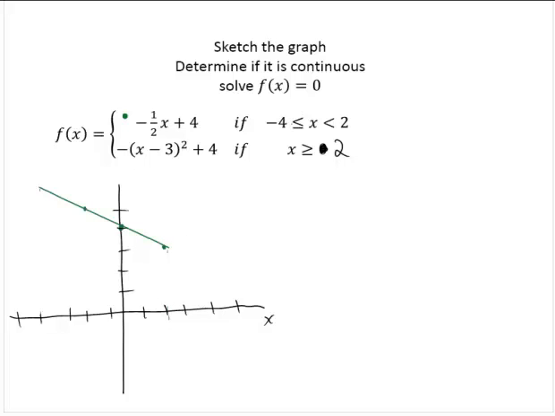Now let's look at the endpoints. We have a solid endpoint for the negative 4 because it's an or equal to. So this point at negative 4, probably 6. And we would have an open point when x is 2. So at this point 2, 3, we have an open point.